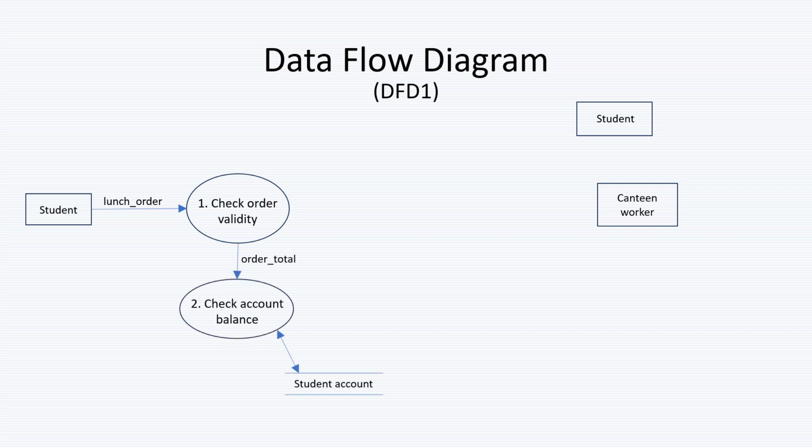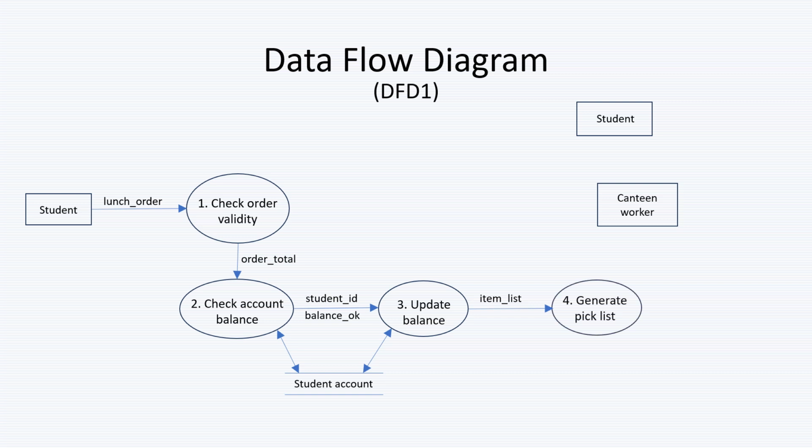Following the data flow from check order validity, though, we end up checking the account balance, which requires access to the student account data store. From there, if all is well, the student ID and a balance OK flag, true or false, is passed to update balance, which then updates the student account data store. If all is still going well, the data then flows on as an item list to the generate pick list, which has another data store, and that's to say what stock the canteen has.